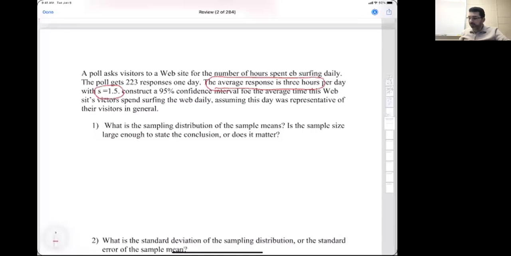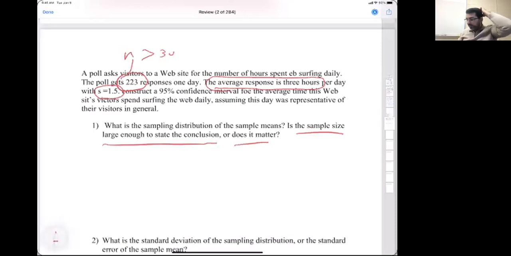What? Of course, we have to ask this question first. Why? First of all, we don't know the shape of the population. Is it a normal distribution or not? We don't know it. It doesn't say anything here. Second, we have to look at the sample size. The sample size here is 223, so it's large enough. So we can apply the central limit theorem. Is the sample size large enough for the conclusion? Yes, because we can apply the central limit theorem.